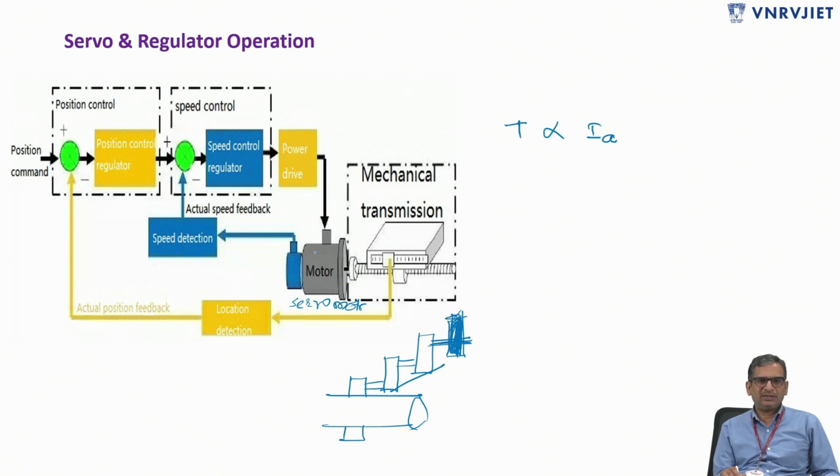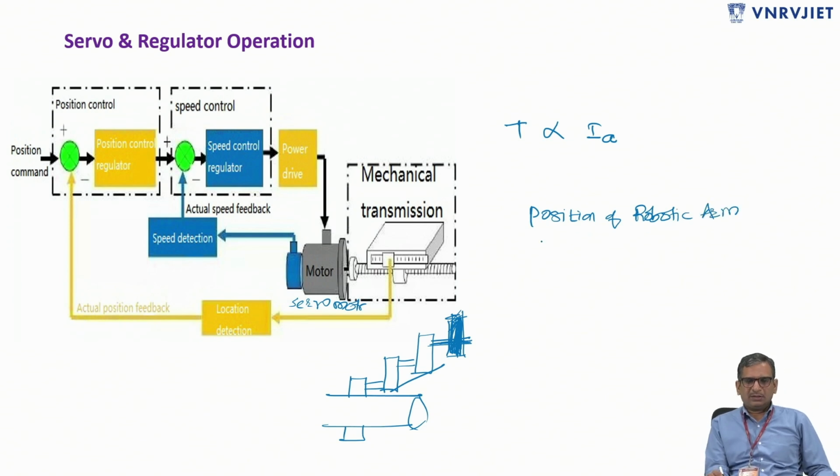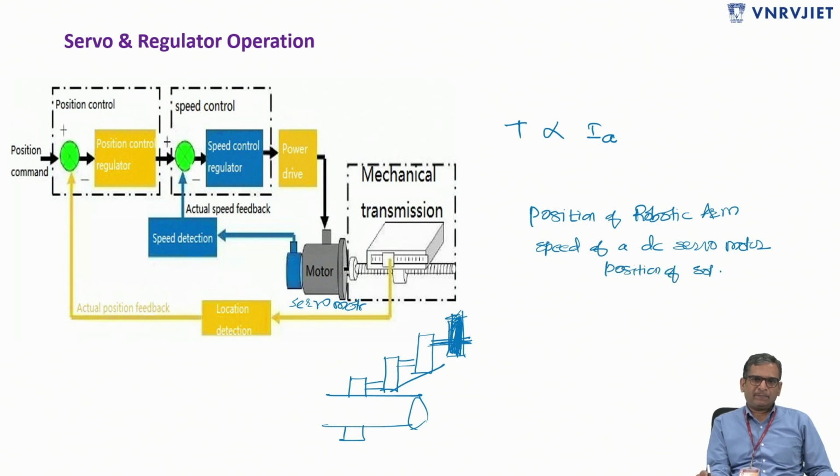In this case, let's say the aim is to maintain the position of, say, a robotic arm, as one example, or we can say we need to control the speed of a DC servo motor. Thereby we can make changes in, say, the position of the solar panel.